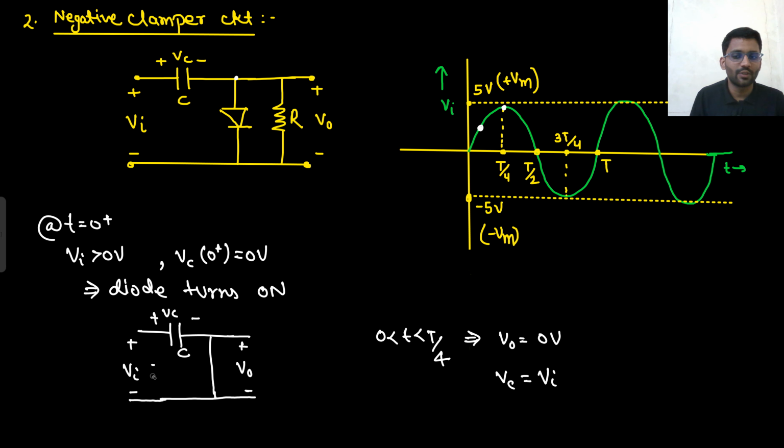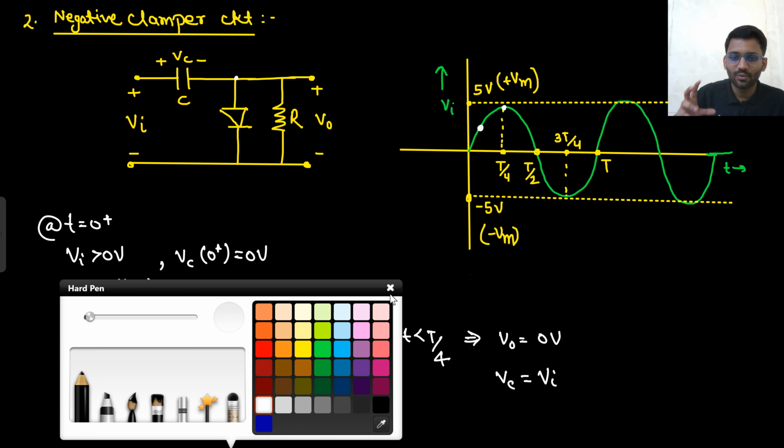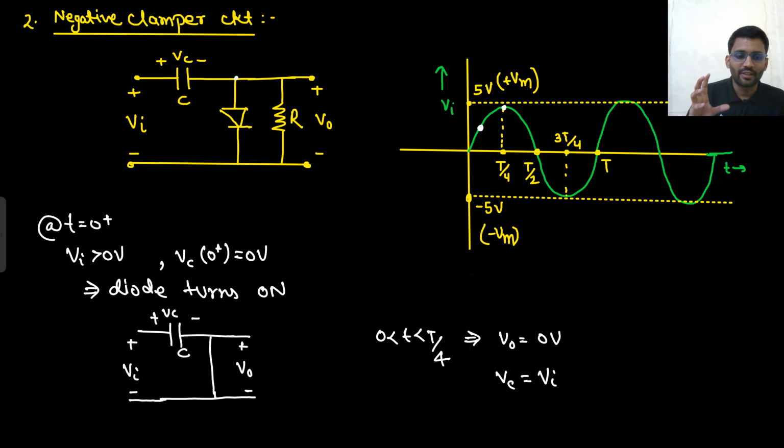So at T by 4 plus, what is happening? The input voltage is getting less. Let's assume 4.9 volt. So what will happen? My diode will be turned off. And if my diode is turned off, then you know what happens. So we will see that, but till now we will write down whatever we have covered.